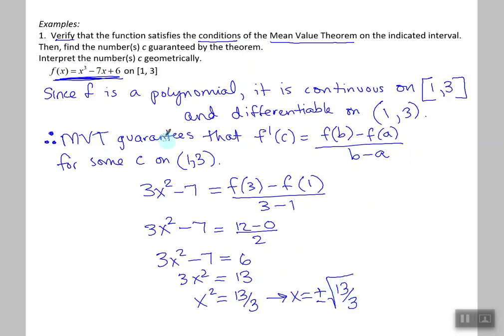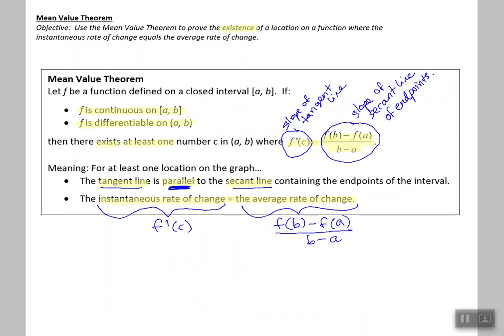Now, the mean value theorem guarantees at least one place. There could be more than one. There could be two. However, notice our interval, there is only one. So the c value that we're finding here is just the positive square root of 13 thirds, and that's the only one. Now, let's interpret the number c that we found geometrically, meaning what does it mean about the graph? So looking back at some meanings of the mean value theorem, the tangent line is parallel to the secant line containing the endpoints of the interval.